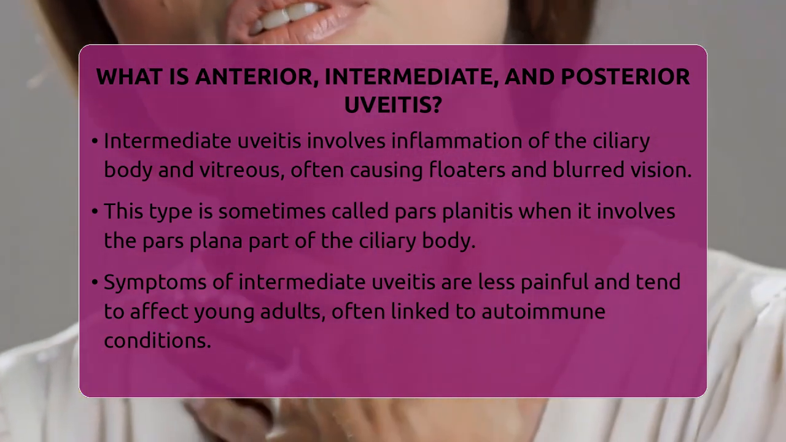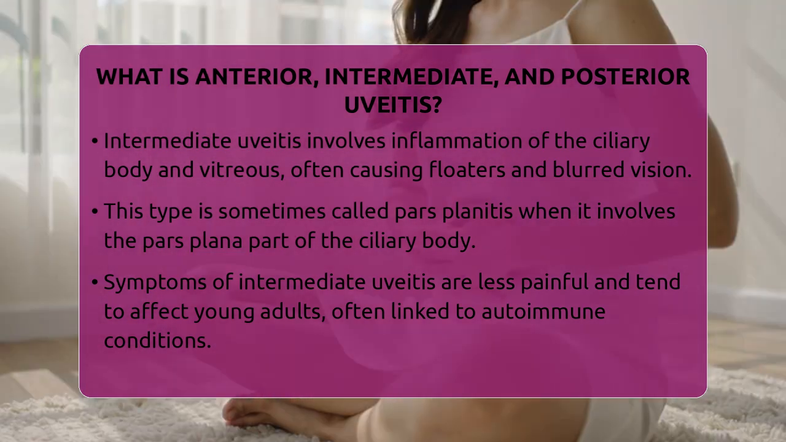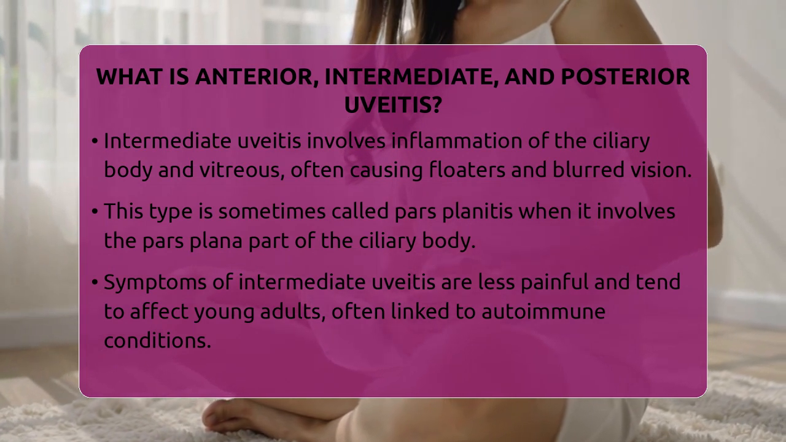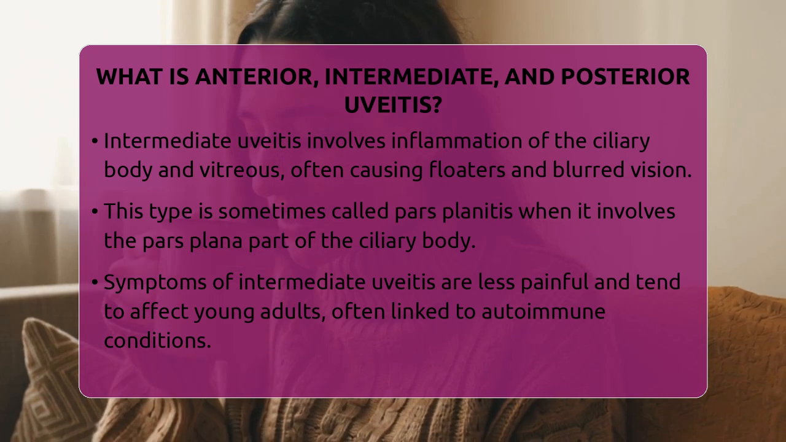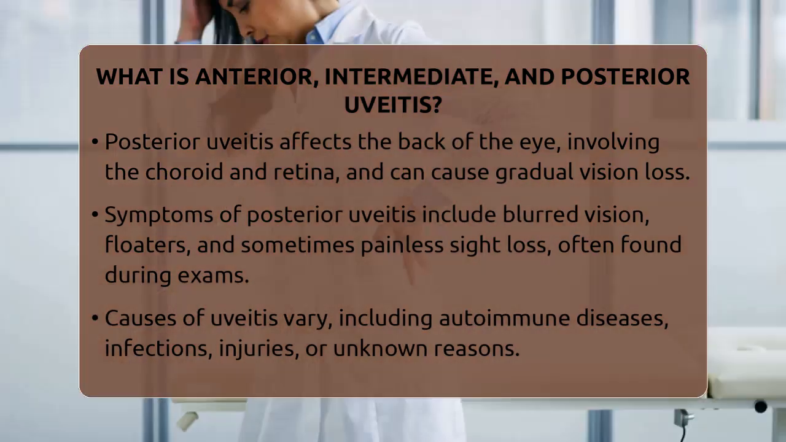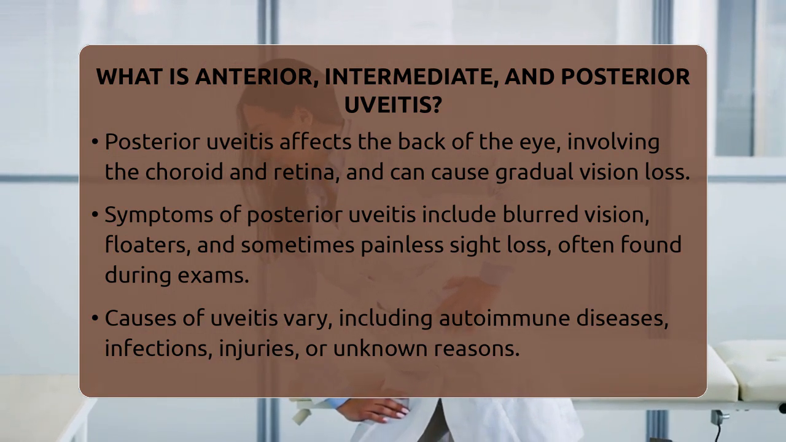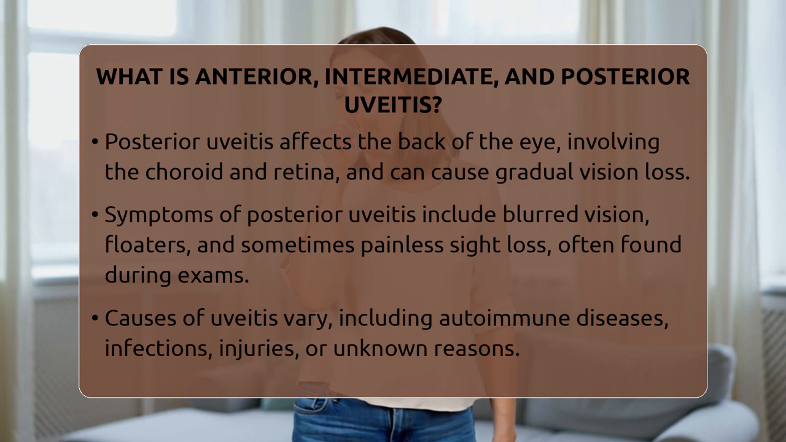Intermediate uveitis often affects young adults and can be linked to autoimmune conditions like multiple sclerosis or sarcoidosis. It tends to be a chronic condition that may relapse over time, but it usually causes less sudden pain than anterior uveitis. Finally, posterior uveitis affects the back part of the eye, involving the choroid and retina.